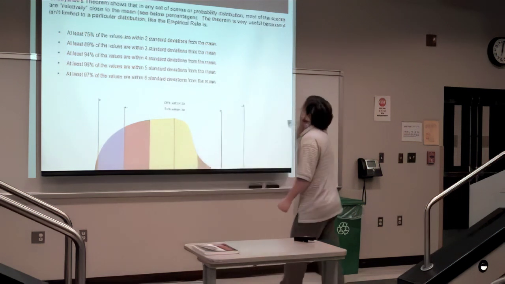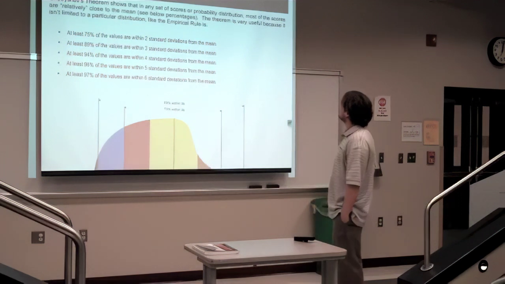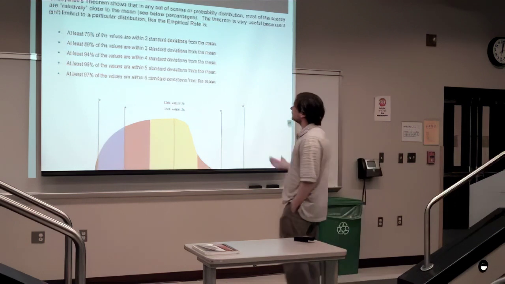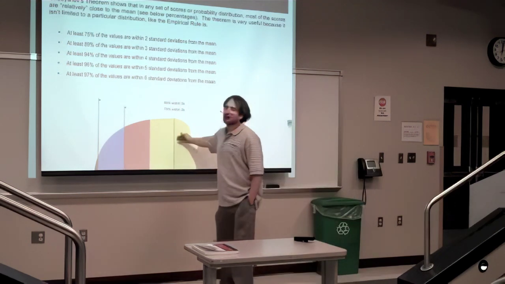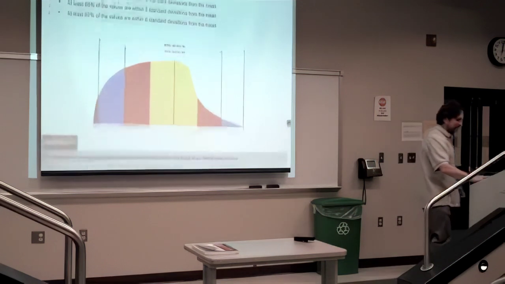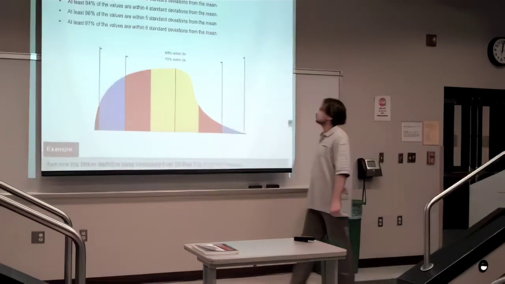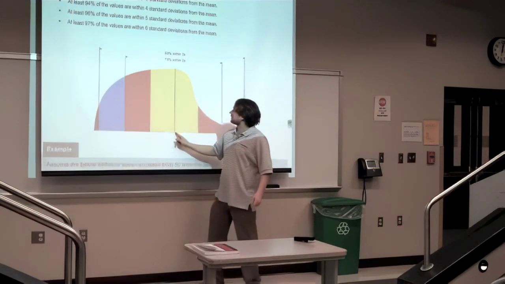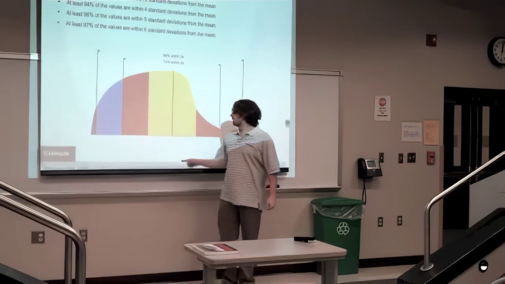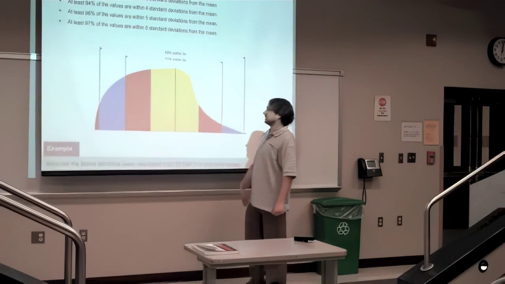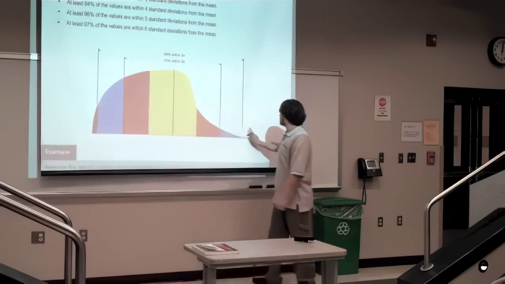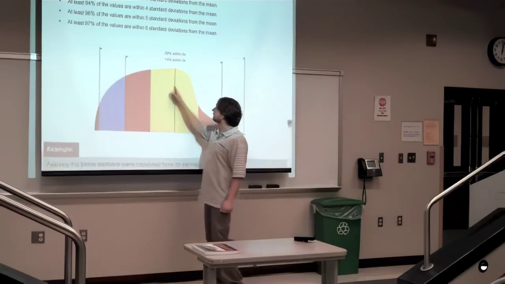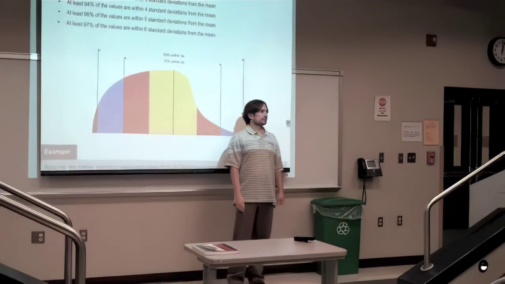So Chebyshev's theorem shows that in any set of scores, or probability distribution, most of the scores are relatively close to the mean. So here's a picture. This is a disaster distribution. It's not symmetrical. And this line here is the mean, which it probably really isn't, but this probably should go way over here quite a bit more. There's got to be some extreme values way over there. But let's say this is the mean.